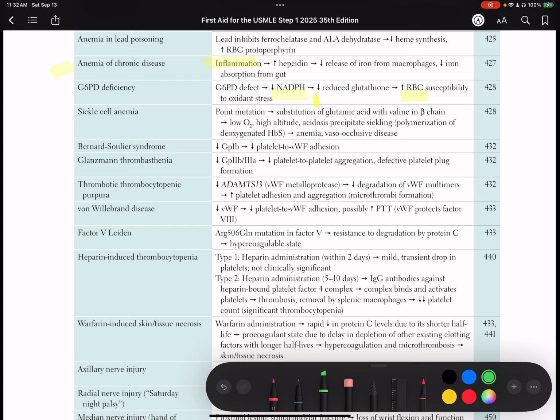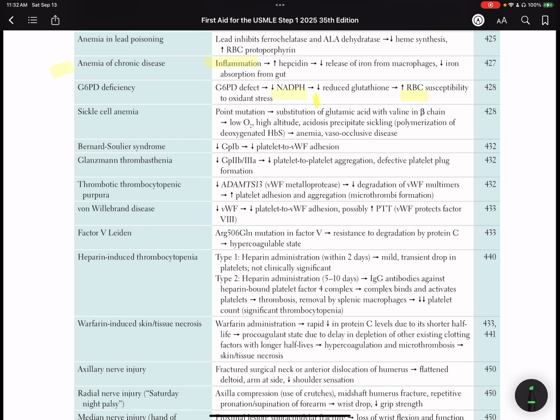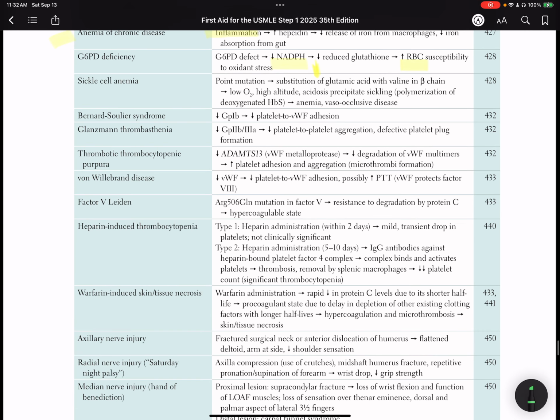What causes Bernard-Soulier syndrome? Bernard-Soulier syndrome is caused by decreased GP1b and decreased platelet to von Willebrand factor adhesion. Next condition, Glanzmann thrombasthenia. Glanzmann thrombasthenia has decreased GP2b/3a, leading to decreased platelet to platelet aggregation. This leads to defective platelet plug formation.